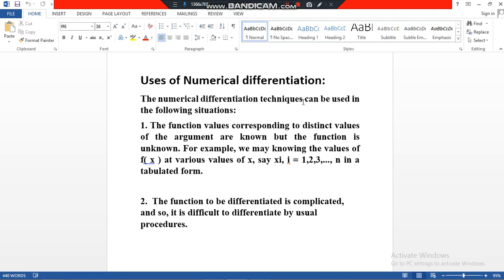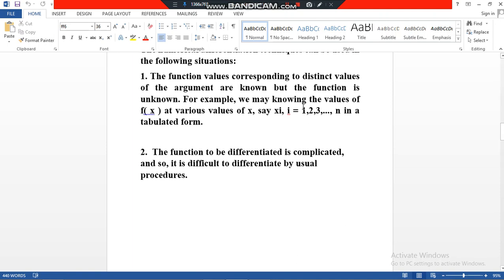xi's, say for i equals 1, 2, 3 up to n, then with the help of this data we can calculate f dash x at any particular point x, provided that x lies between these two extreme values of xi's. That means it must lie between 1 and n. The second advantage of numerical differentiation is that with this method we can easily calculate the derivative of those functions whose calculation from the analytical method sometimes becomes difficult or complicated.